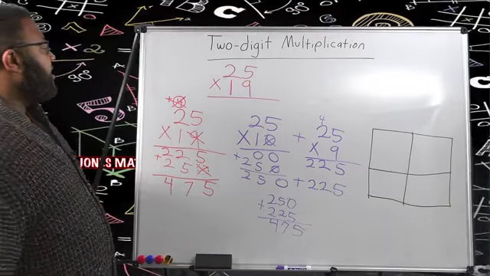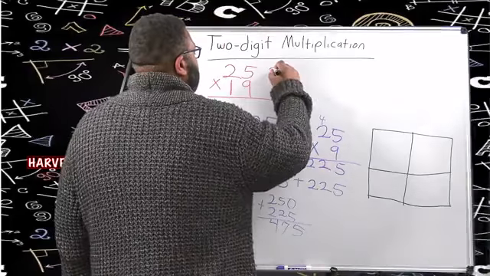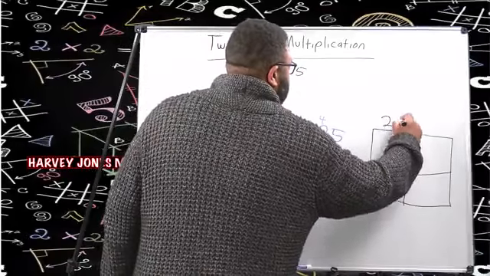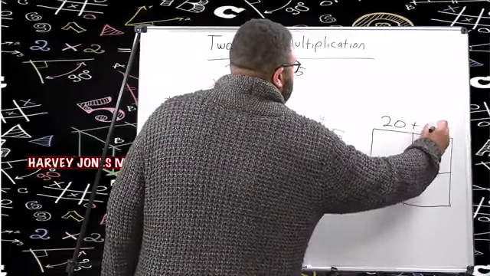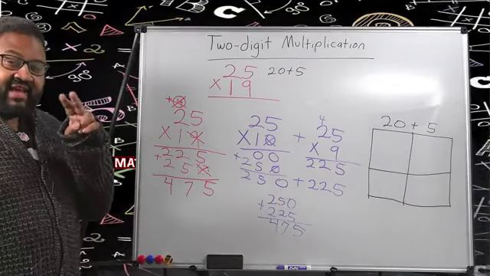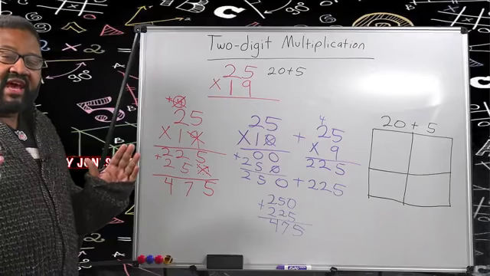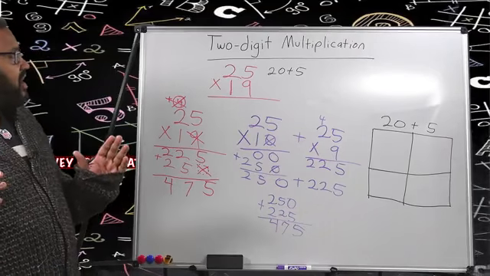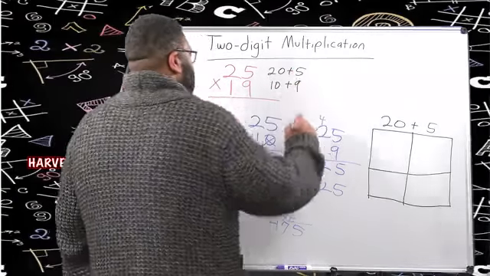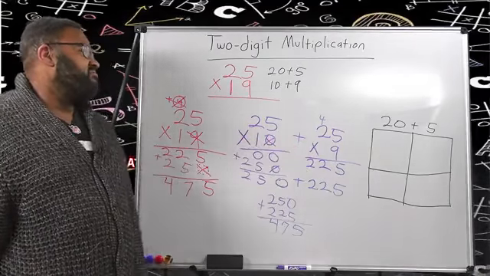And what am I going to do right here? I'm going to break this down into 20 plus 5. That's what's going to go on the top, 20 plus 5. So basically this is a mini expanded form. We've been talking about expanded form, so this is a mini expanded form right here. On the other side, I have 10 plus 9. That's what we have here, the 10 plus the 9.